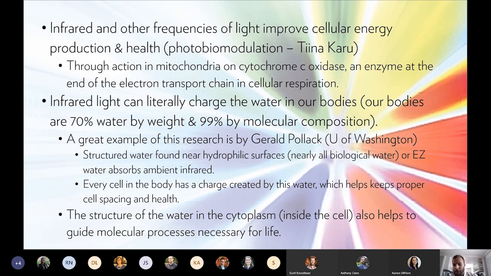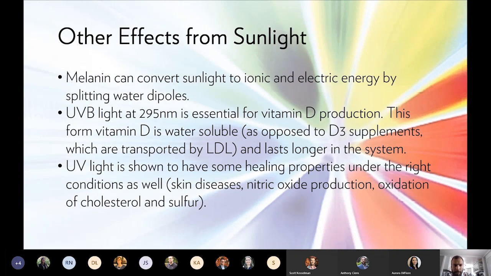Biological water is basically all structured water because of how close it is to these hydrophilic surfaces in our body. And every cell has a charge that's created by this water structure, which helps keep proper cell spacing and health. The structure of water inside the cells too, in the cytoplasm, helps guide a whole host of things, including that charge gradient, and a lot of the interactions that are happening inside the cell. We'll talk a little bit more about that later too.